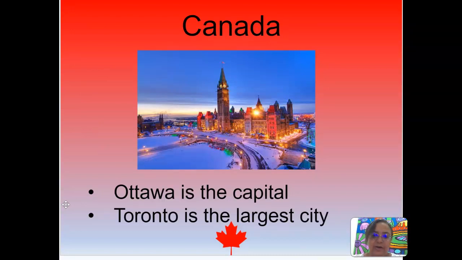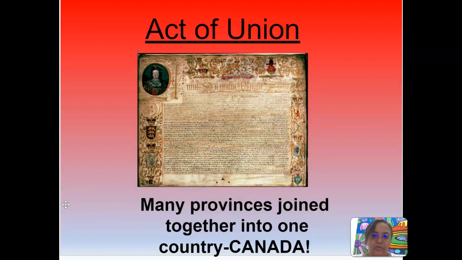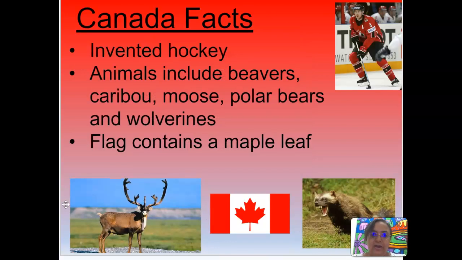Canada: Ottawa is the capital. Toronto is the largest city. Act of Union: many provinces joined together into one country and formed Canada. Canada facts: they invented hockey. Animals include beavers, caribou, moose, polar bears, and wolverines, and the flag contains a maple leaf.